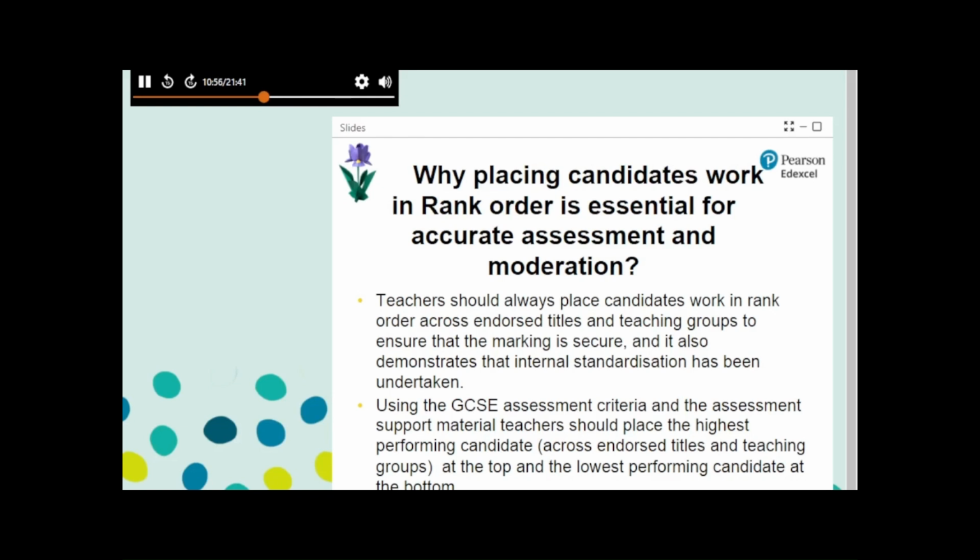Placing a submission of work in rank order secures a candidate's work in a fair and correct position in a range of marks. Internally standardising and using rank order is the precise way teachers can test the accuracy of their judgments. Placing submissions of work side by side enables teachers to compare the visual characteristics of each submission regardless of the endorsed title.